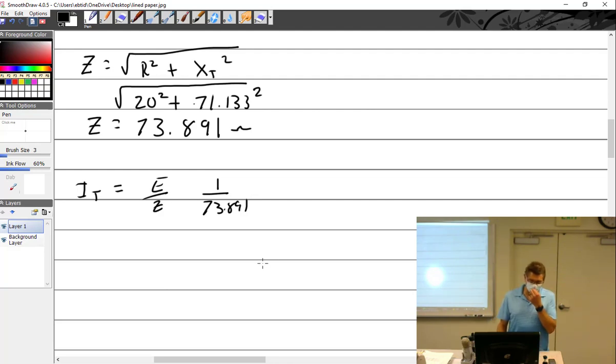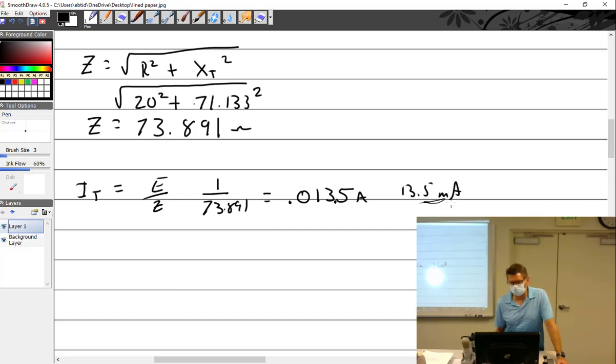1.0134. Now, if you were quick at it, you already had the 73.891 in your calculator. You could have just hit the X minus 1 key, which is the same thing. But it's 0.0135 amps. Well, that's not very much. So 13.5 milliamps. I wouldn't get all crazy and be doing milliamps on this.